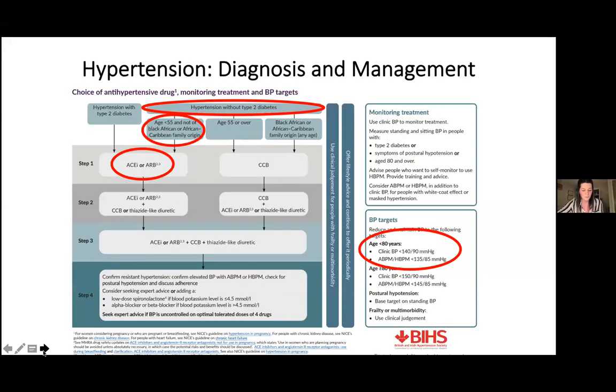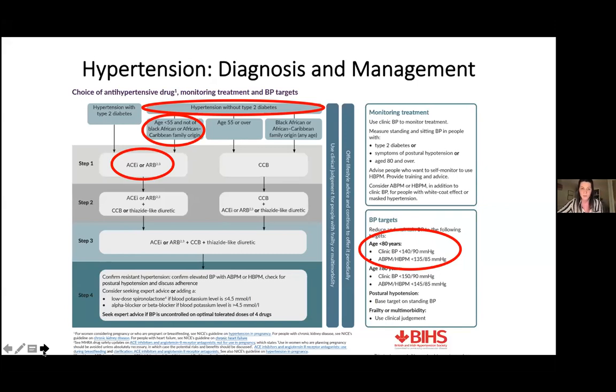So looking at the rest of the flowchart here, this helps to guide us in treatment. So this guy here, we know he's got hypertension. We've checked and he doesn't have type 2 diabetes. He's under the age of 55, and we're told he's Caucasian, so he's falling into the white category. So we are heading towards step 1, and we're heading towards treatment with an ACE inhibitor or an angiotensin receptor blocker, an ACE-I or an ARB.